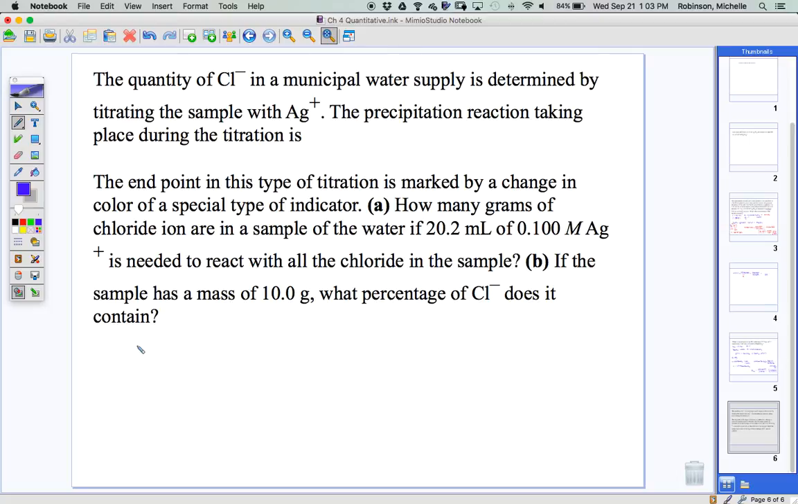But is it? It's not. It's exactly the same problem. It just reads differently. Okay? So write down what you know. You still know a volume of the Ag plus, so it's 20.2 milliliters. You still know a molarity of the Ag plus.